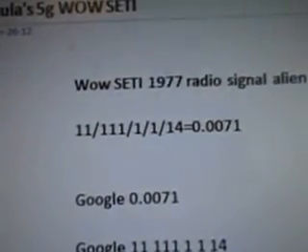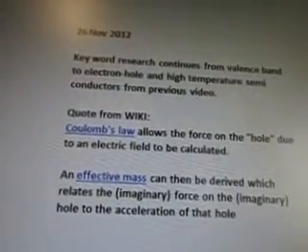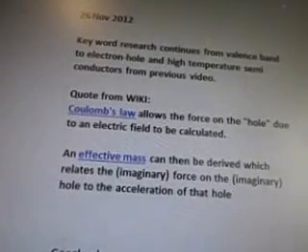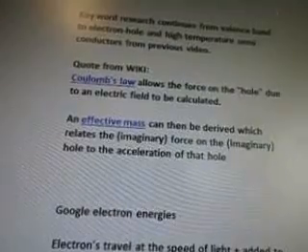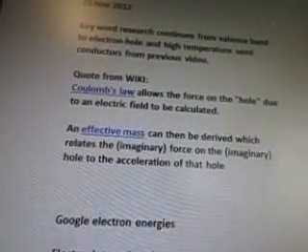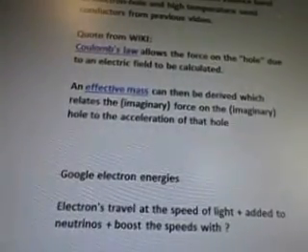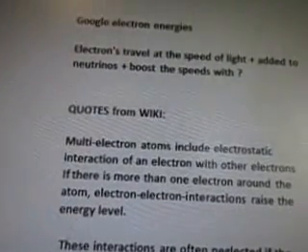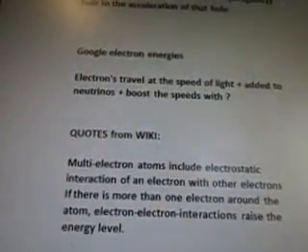Okay, so there's the alien radio signal there. November 26th was when I was working on the research. Today's November 29th. So the keyword research continues from valence band to electron hole and high temperature semiconductors from previous videos. Quotes from Wiki. Coulomb's law allows the force on the hole due to an electric field to be calculated. An effective mass can be derived which relates the imaginary force on the imaginary hole to the acceleration of that hole. So I'm going to Google electron energies. And I want to see if electrons can travel at the speed of light and add two neutrinos to boost the speeds. With what? What can we boost the speeds with?